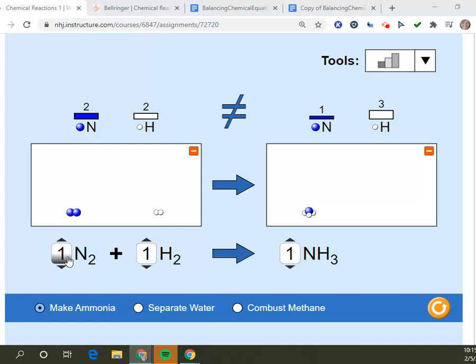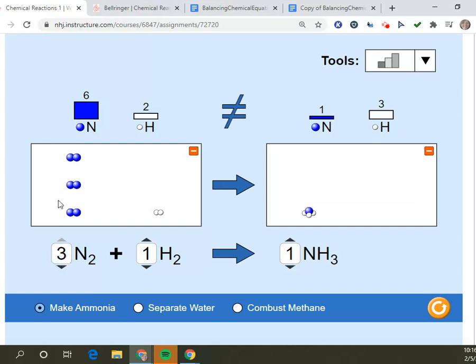These big numbers here are called coefficients. These little numbers are called subscripts. Notice I cannot change the subscripts. Why do you think that is? Well, if we change the subscript, we would have a different molecule. But if we change the coefficient, what does that do? It gives me a different number, in this case of the molecule. In an actual reaction, that would tell me the number of moles that I need.